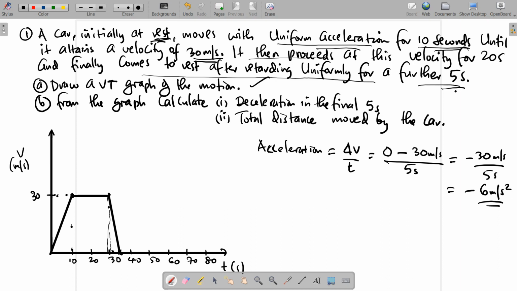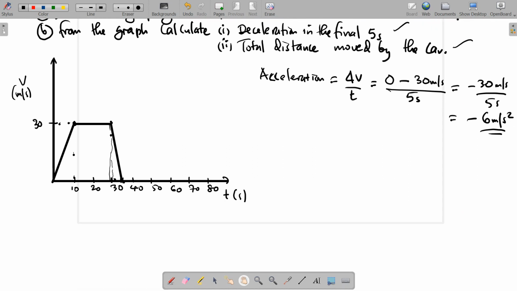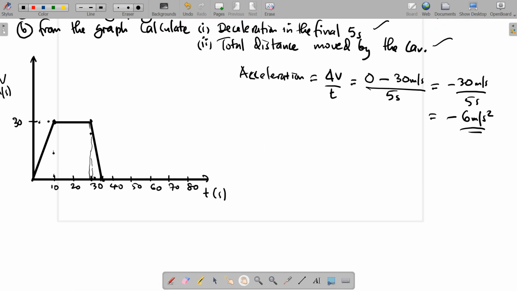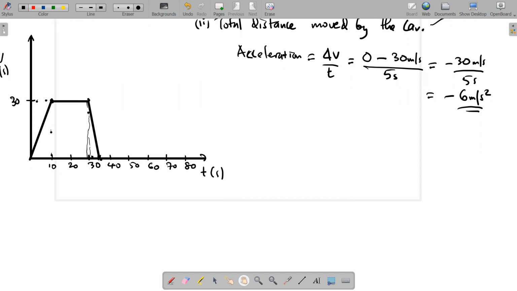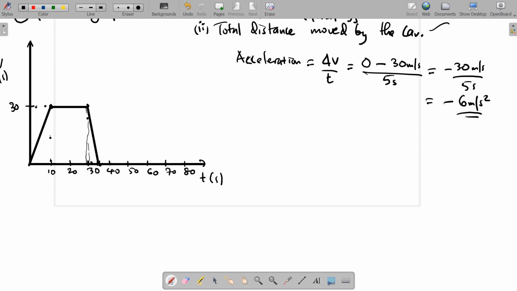Okay, so this one is dealt with. Now they're saying we should find the total distance moved by the car. For this one, we're going to do 2 methods. The first one is going to take advantage of the area under the graph. But next up, we'll look at using equations of linear motion to calculate the total distance. So we're going to see that in the next video. But for now, we're going to use the area under the graph.